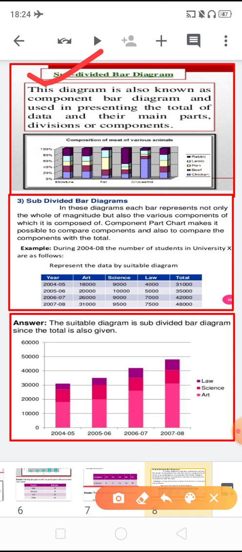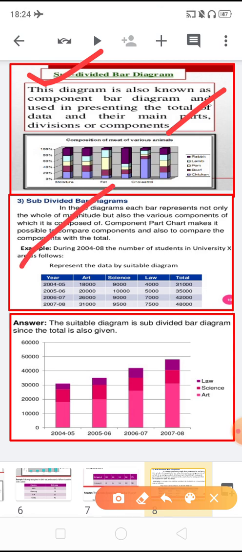So this diagram is also known as the compound bar diagram and is used in presenting the total of data and their main parts, that is, the divisions or components. In these diagrams, children, each bar represents not only the whole of the magnitude but also the various components of the data of which it is composed.